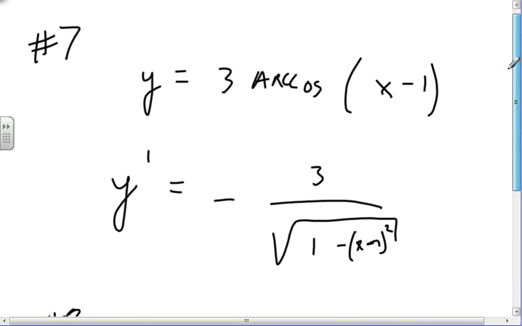Why is that negative? Well, if I turn my page to 767, I notice that the derivative of the arccosine is minus 1 divided by the square root of 1 minus u squared, times the derivative of u. No, the derivative of this is 1. The derivative of minus 1 is 0. The derivative of x is 1.